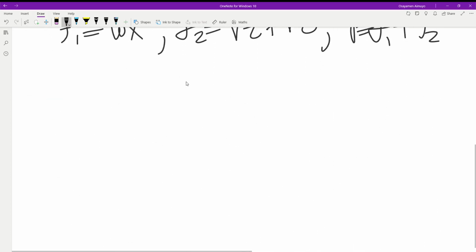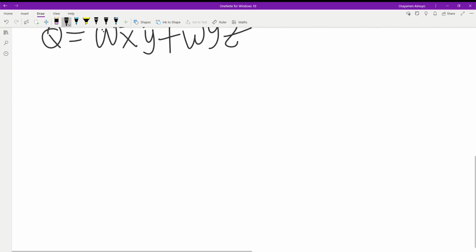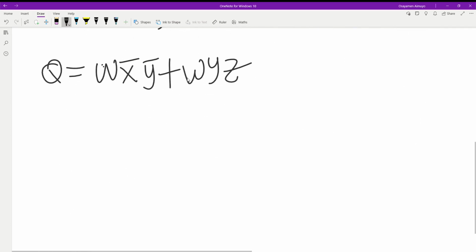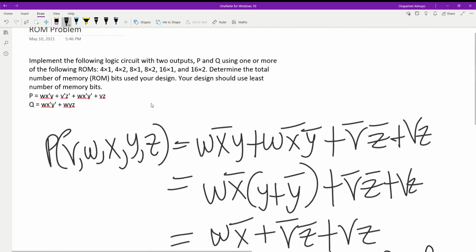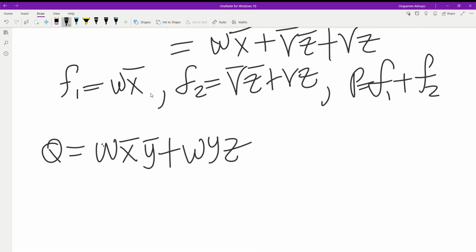Okay, so let's go on to function Q. Q equals wx bar y bar, or wyz. Now notice that if we were to implement this using a ROM directly, we would have to use an 8x1.